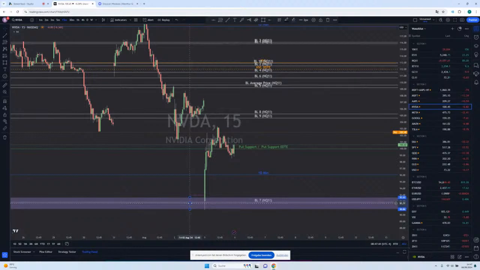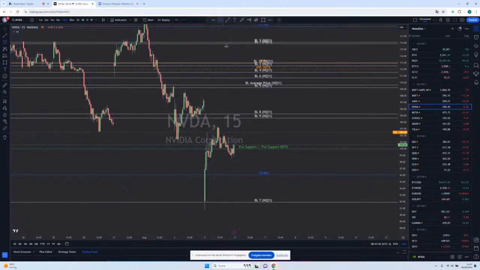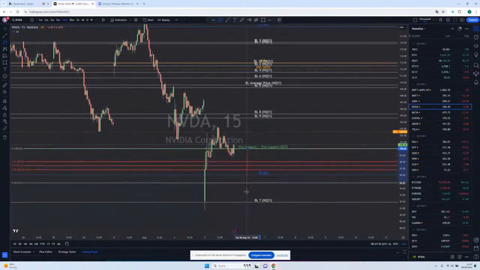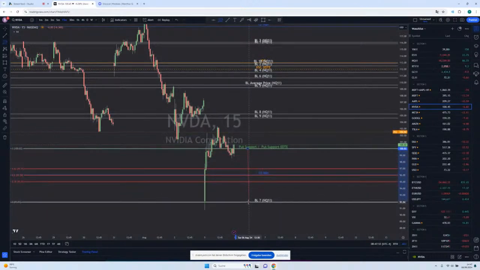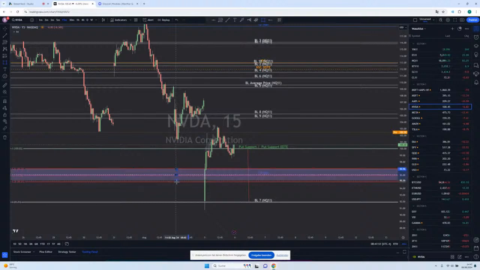What we can also do is draw a Fibonacci from the put support to BL7 to get some areas, where we can technically say where we are safe or where we can have the next down move. So, and we are here.